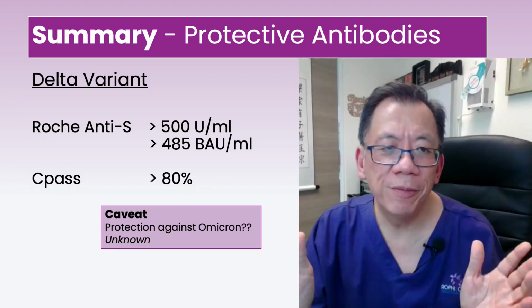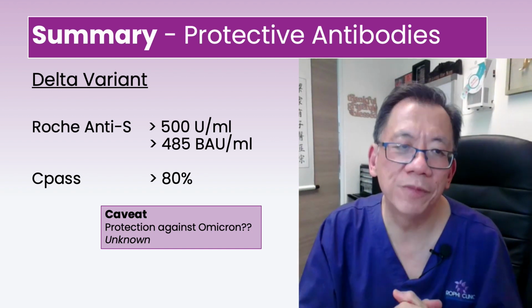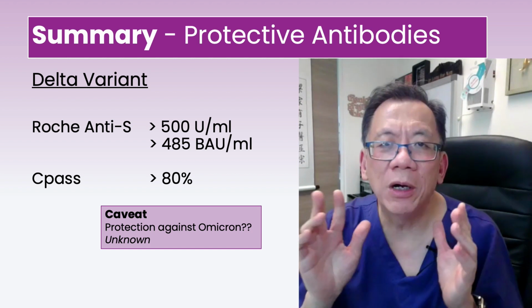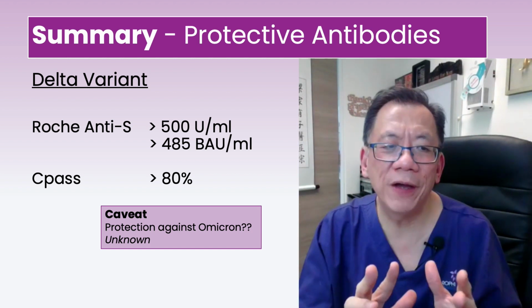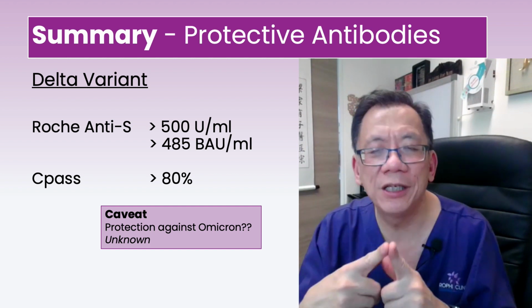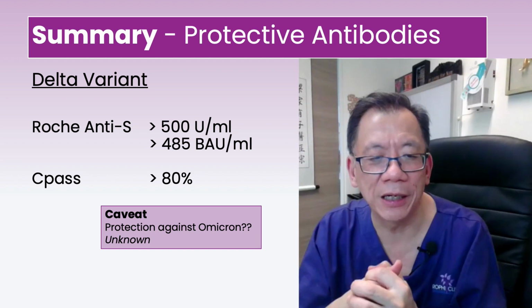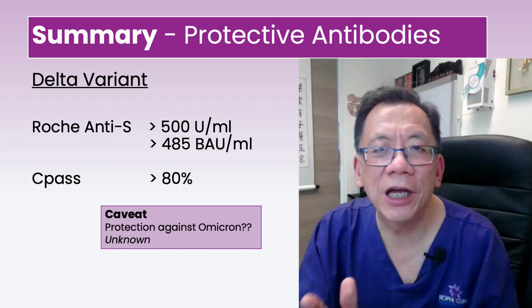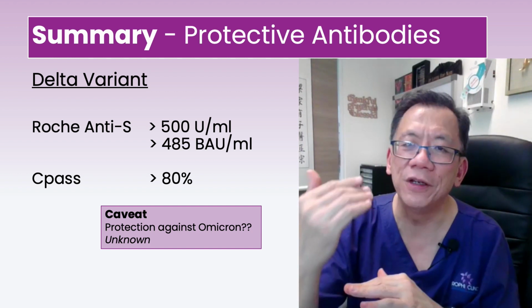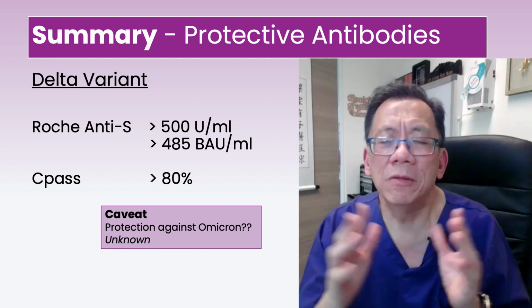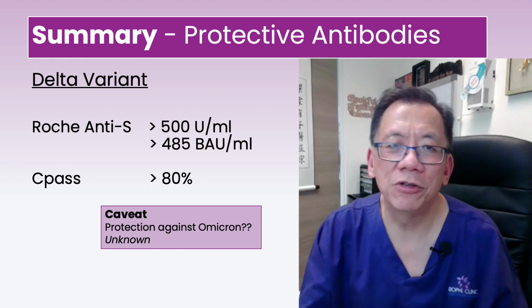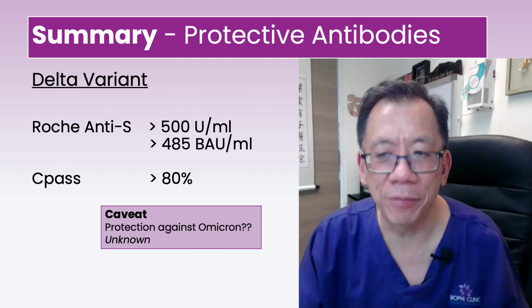Quite a lot of information I'm going to share with you now, the summary slide on the protective antibody levels. If you want to look for protection against the Delta variant, it's more than 500 units for the Roche anti-S, and for the cPASS, you need to be more than 80%. Again, the protection level against Omicron is unknown, but you expect that a higher figure is required. So if you have 2 times this figure, I will be quite happy, and I think you should be okay to be protected against Omicron.